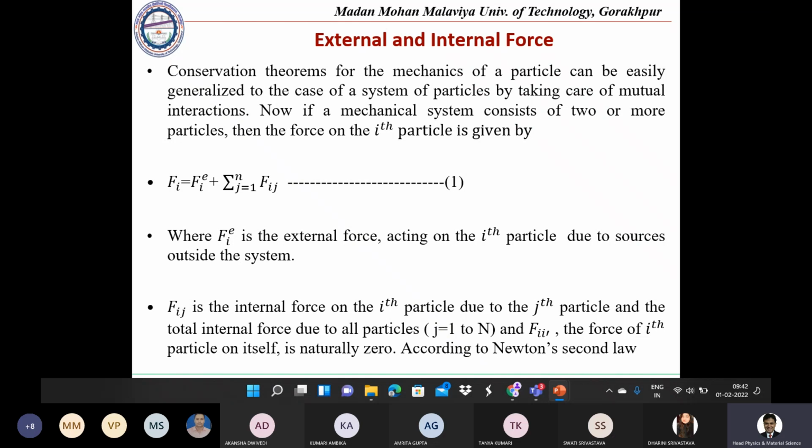The force of the ith particle on itself is naturally zero, क्योंकि अपने ऊपर वो फोर्स, कोई भी बॉडी अपने ऊपर कौन सा फोर्स लगाएगी, वो तो जो भी फोर्स लगाएगी, जो भी इंटरैक्शन उसका होगा उसके आसपास के पार्टिकल पे होगा, उसके ऊपर कोई फोर्स नहीं लगेगा.